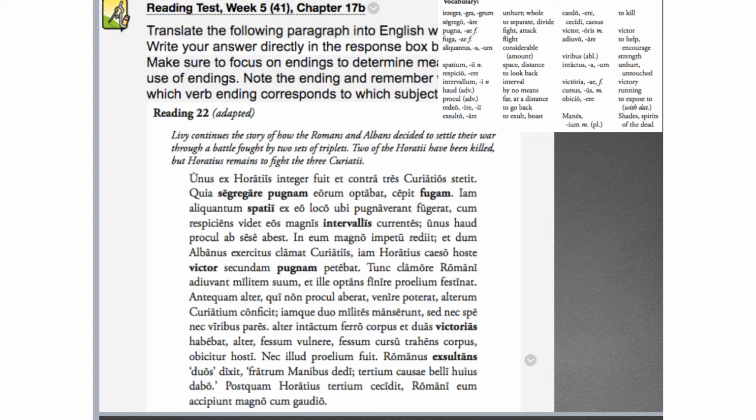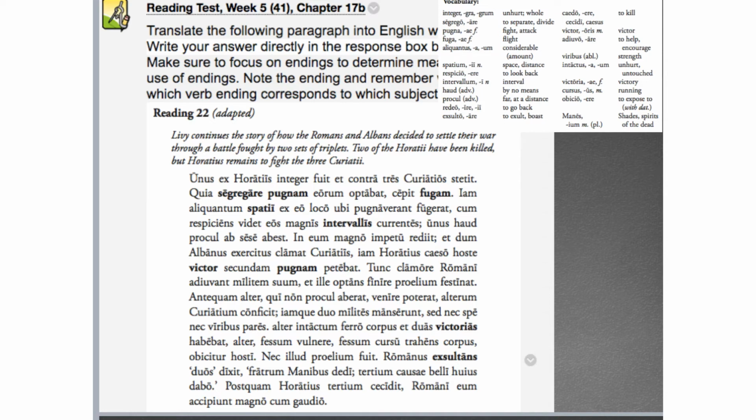All right, here's the reading test, just a paragraph to translate. All right, this is the second half of the story of the Horatii and the Coriatii, who are fighting, the triplets, fighting on behalf of the state. Remember that when you're reading, read through the Latin first, kind of make mental notes about things you know, things you don't know, forms that are familiar, endings that are familiar.